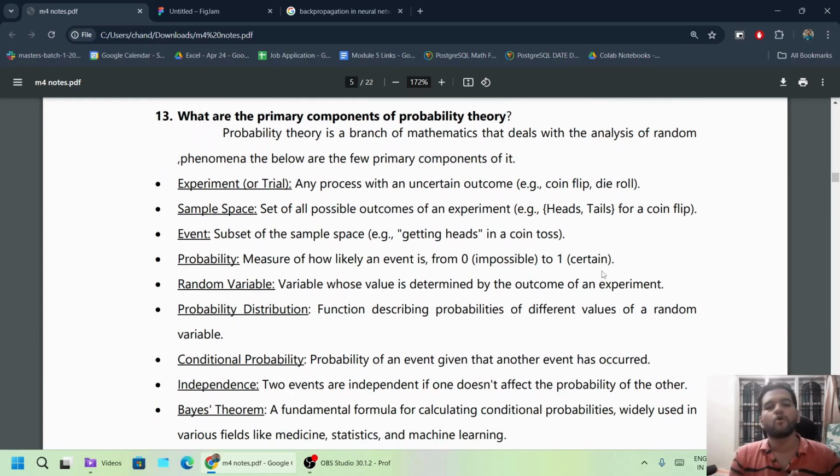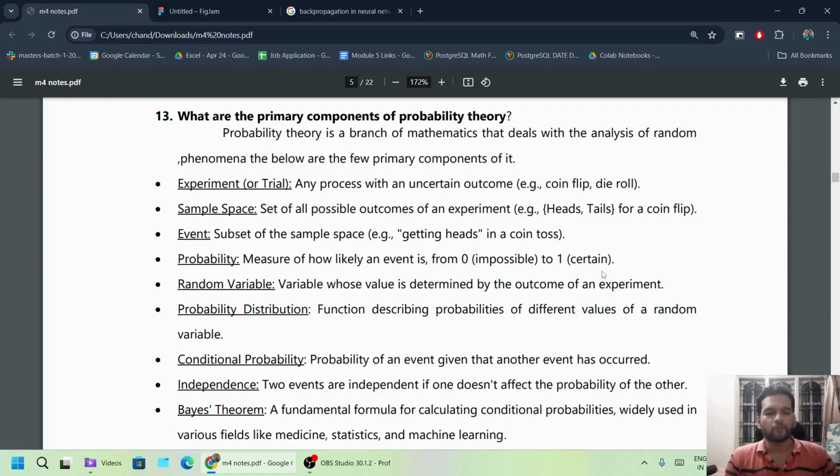Next one is random variable. A variable whose value is determined by the outcome of an experiment. In simple words, if I roll the dice or play cards, whatever random output comes, the outcome of the experiment is assigned to a variable. That is called a random variable.